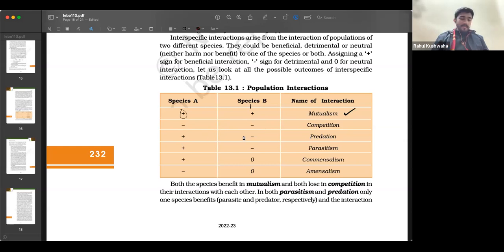Now, why they are at loss is because both compete for the same resources. That's where competition comes in, right? So if there is, let's say for plants, the competition can be for pollinators. The competition can be for the sunlight.